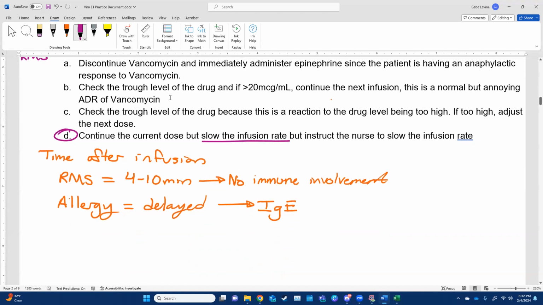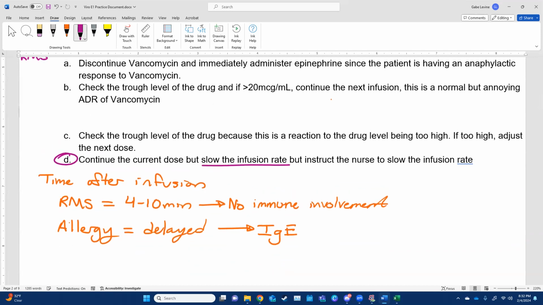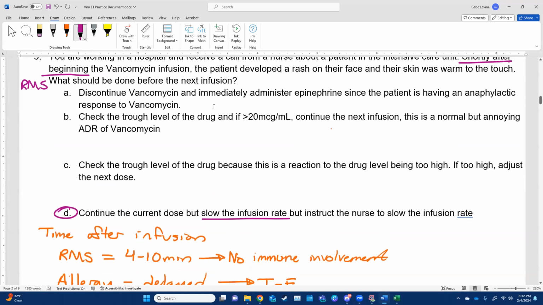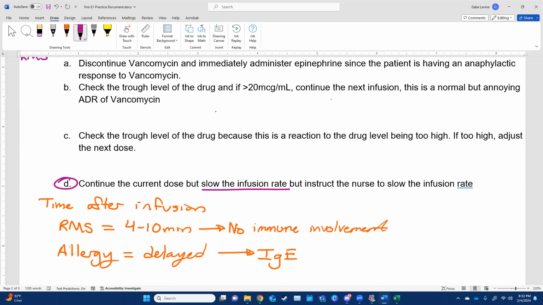Let's talk through what these other situations are talking about. So for C, it's talking about a trough level that's above 20 micrograms. What's the correct trough level for vancomycin? What are we looking for? 15 to 20.